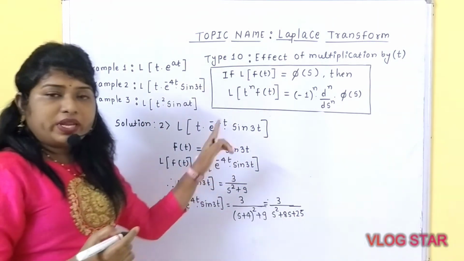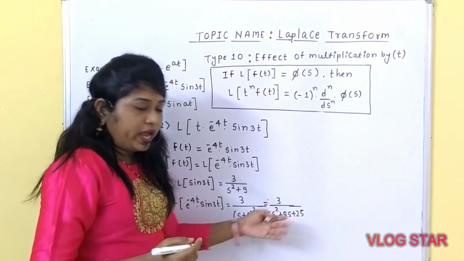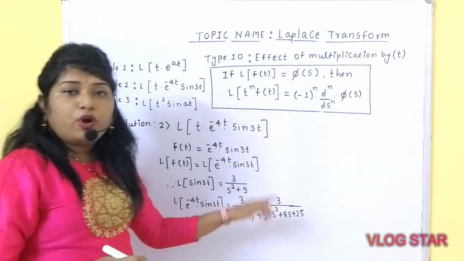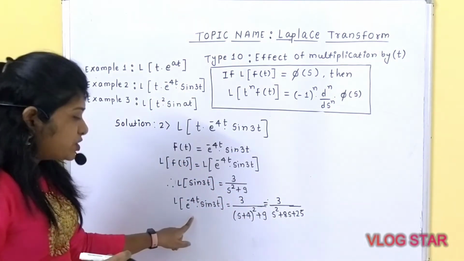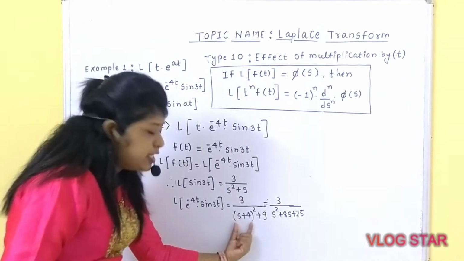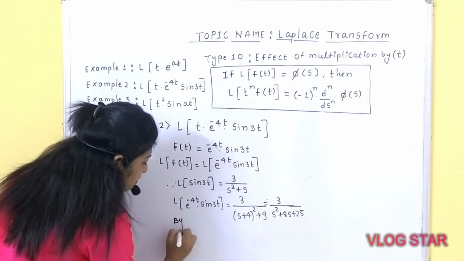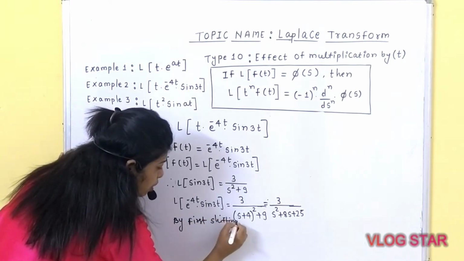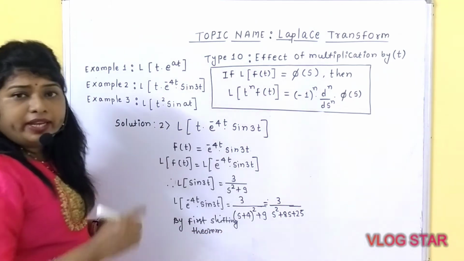(a plus b) whole square is nothing but equal to a square plus 2ab plus b square. So 4 square is 16 plus 9. You will be getting 3 upon s square plus 8s plus 25. This is the Laplace transform of e raised to minus 4t sine 3t. This particular term is by applying first shifting theorem. Already we had studied how to apply first shifting theorem.